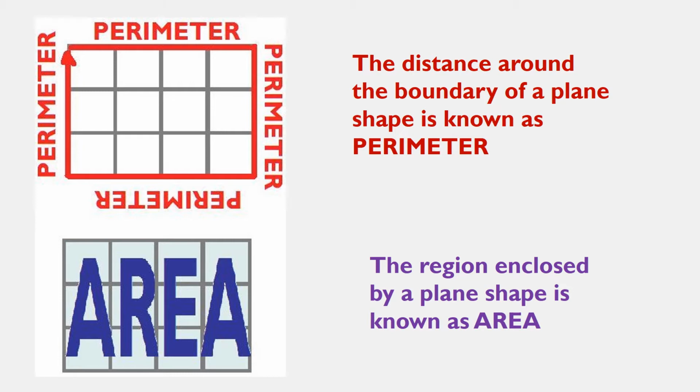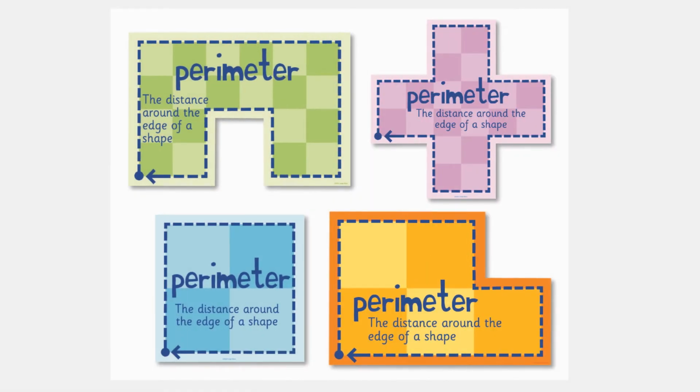What is perimeter? The distance around the boundary of a plane shape is known as perimeter. And what is area? The region enclosed by a plane shape is known as area. Now here you can see some figures. The distance around the edge of this shape is the perimeter. That is, the blue dotted line shows the perimeter of the shape.